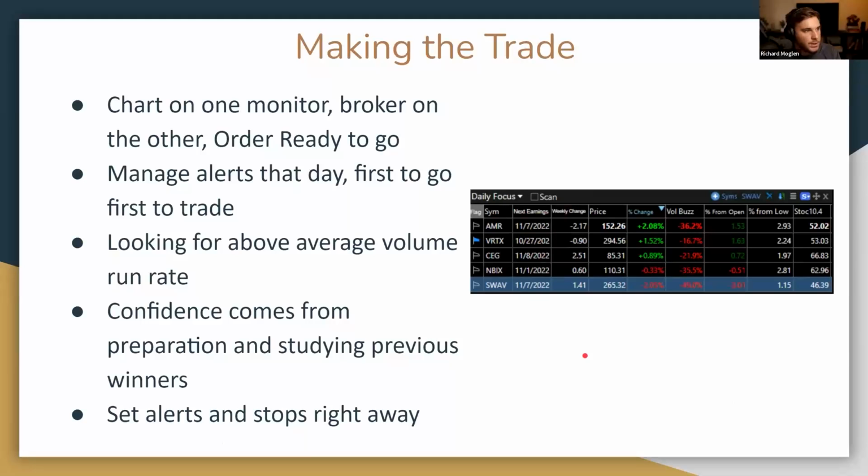So once you've identified the setup, you've got a stock that's triggered an alert. Let's talk about actually making the trade. Basically, I've got two monitors here. On one monitor, I have my broker up with the order ready to go, so I just have to press submit. Then on the other monitor, I have the chart. So I'm watching the price action in the morning, and if it triggers my pivot, I'll go ahead and enter the order on my other monitor.